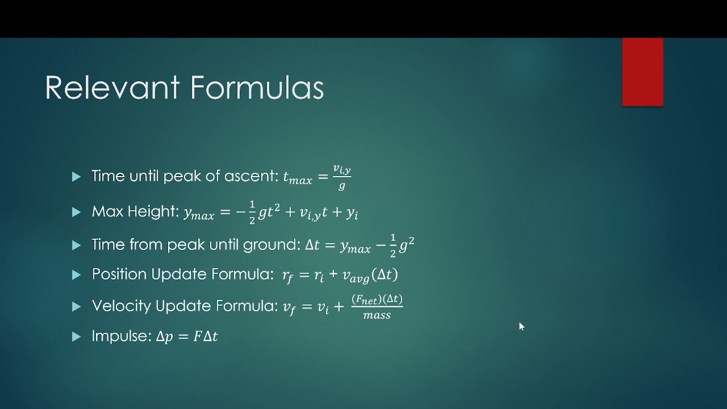Some relevant formulas are the time until the peak of the ascent of the ball, which states that the initial velocity divided by the little g, 9.8, is the time it takes to reach its apex. The max height is then negative half g times t squared plus the initial velocity times the time plus the initial height, where t is t max. Time from peak until the ground can be understood as just a free fall, y max minus half g t squared.